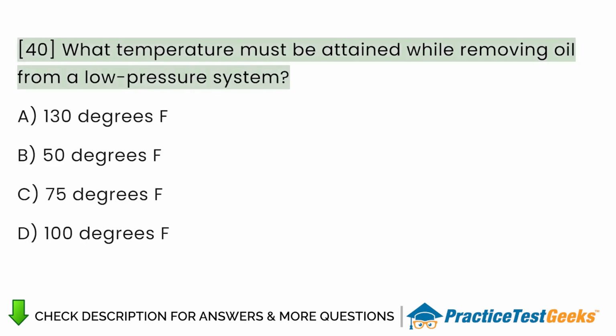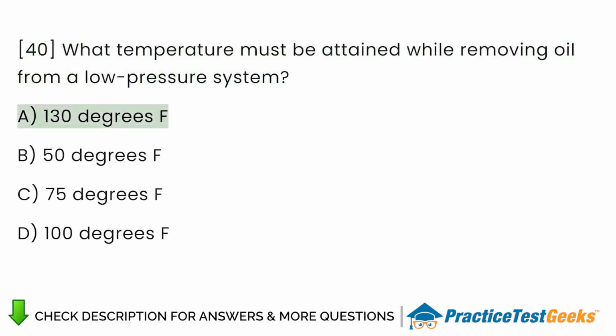What temperature must be attained while removing oil from a low-pressure system? A. 130 degrees Fahrenheit. B. 50 degrees Fahrenheit. C. 75 degrees Fahrenheit. D. 100 degrees Fahrenheit.